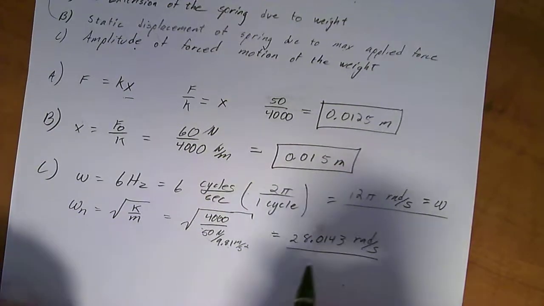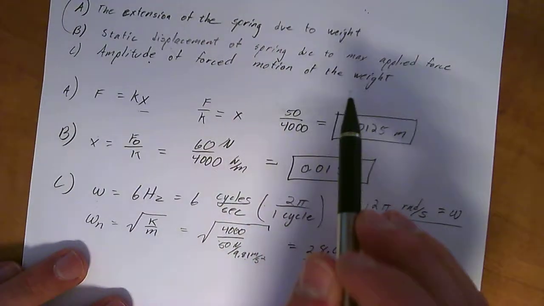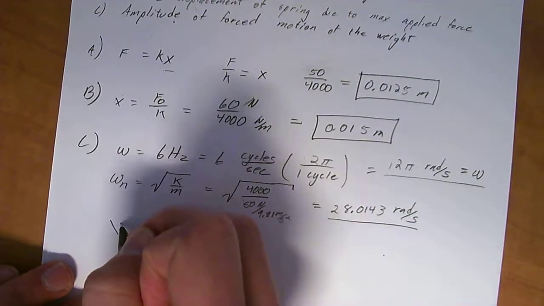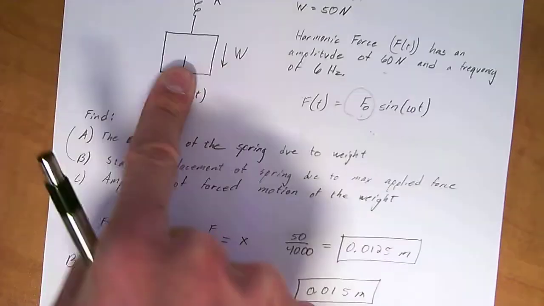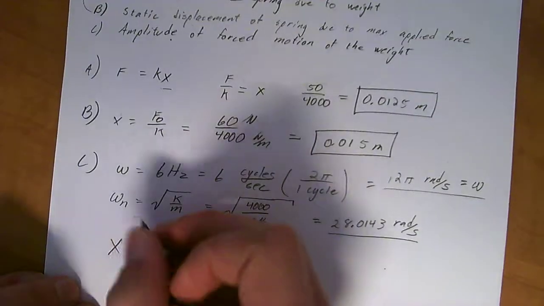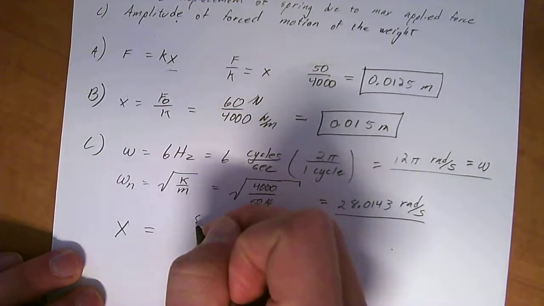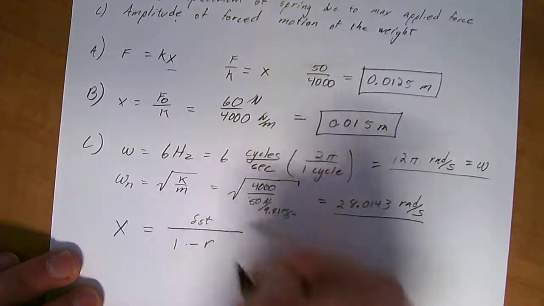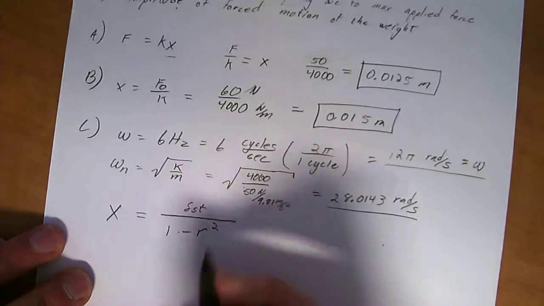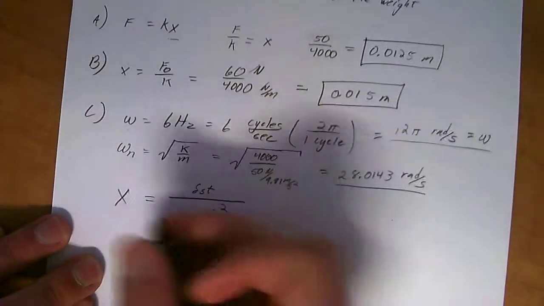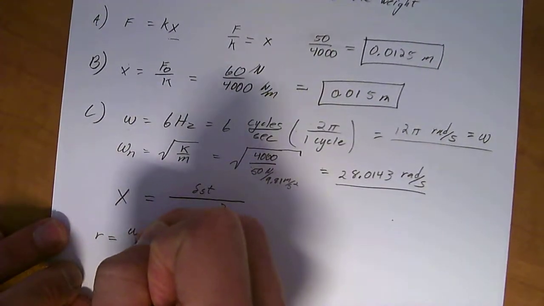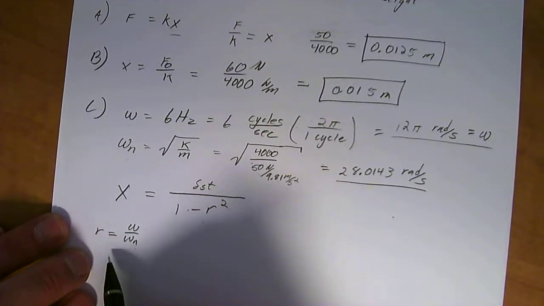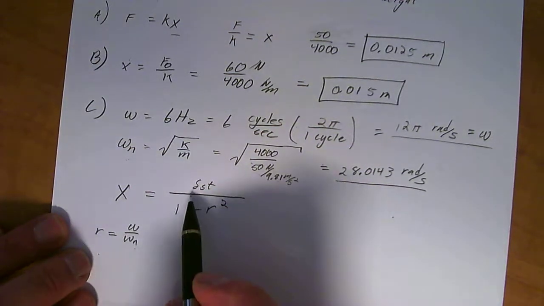Okay, so we have omega and omega n. Now the reason we wanted these is because in order to find the amplitude of the forced motion of the weight, when you're working with forced motion on a mass, you can basically jump to this equation for the amplitude, which is equal to delta st all over 1 minus r squared, where r is equal to omega over omega n. So that's why we had to find omega n and omega, because we are using them to solve for r.